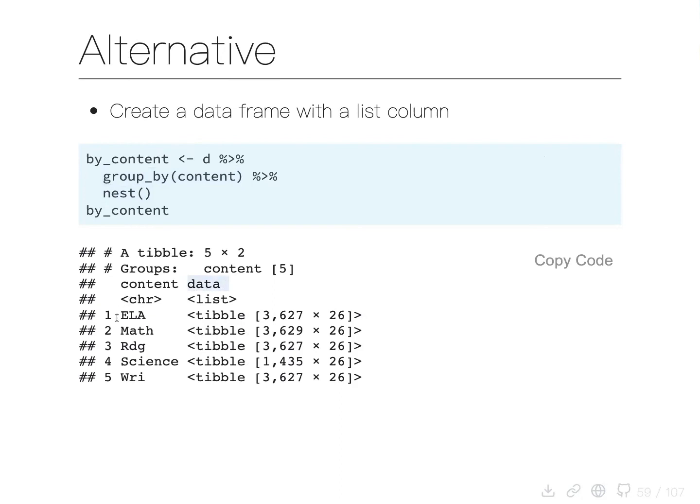So this is our identifier for the grouping, and this is all of the data for ELA in one cell of the data frame. And this is all of the data for math in one cell of the data frame. So this cell of the data frame has an entire data frame within it. That's why this is a list column. It's like a column of the data frame, but it's actually a list where each element of the list is a data frame.